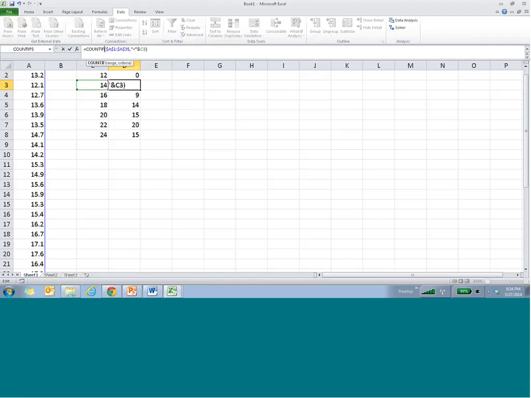COUNTIFS means you have multiple things that you're doing. So you're going to say, is it less than that, comma? Oh, and actually, this should be less than or equal to. Here, let's start all over. COUNTIFS is multiple criteria. So I'm still going to look at the same range of cells, and I'm going to say multiple criteria. So I want it to be greater than or equal to 12 and less than 14.